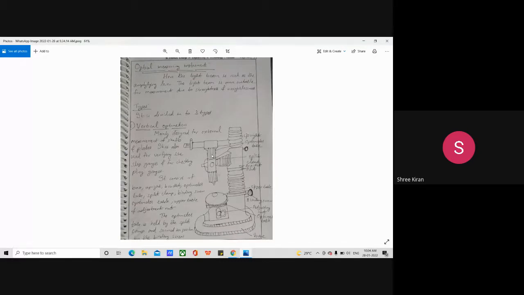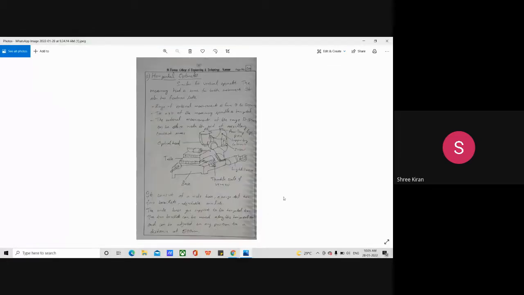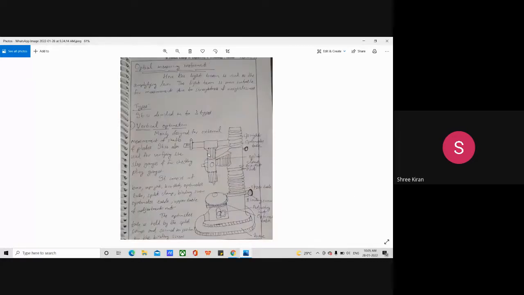And then an eyepiece. The eyepiece is placed at right angles to the movement of the tip, through which the scale deviations can be observed.